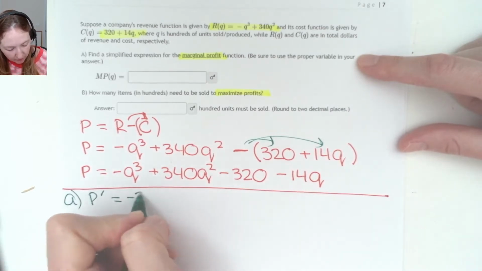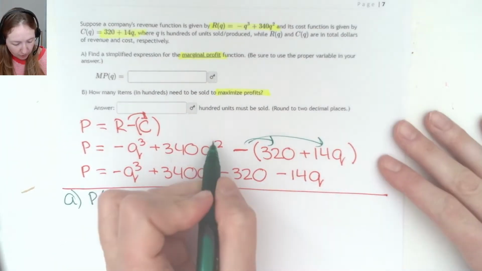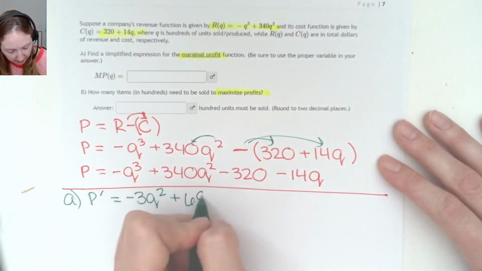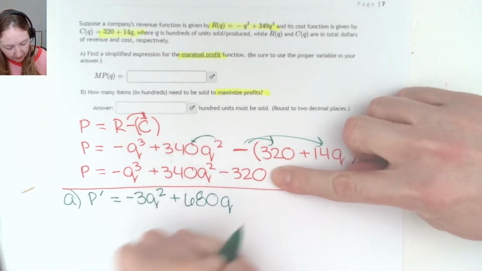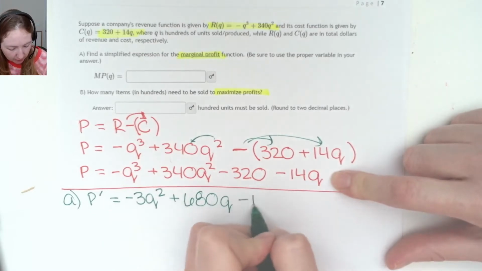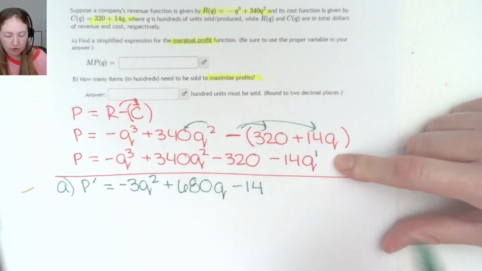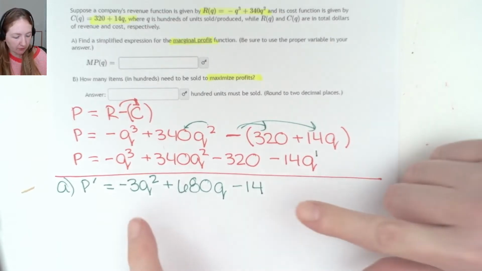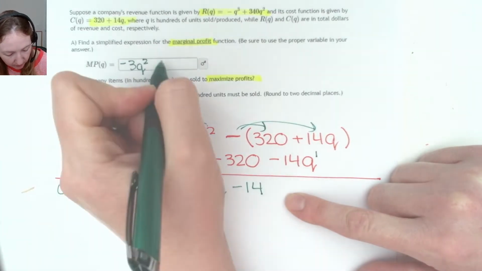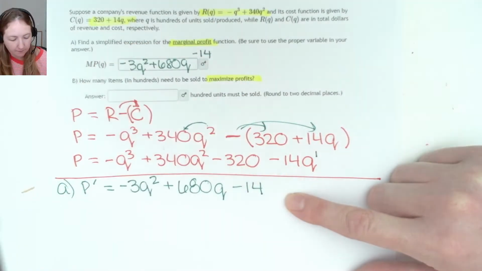So we'll take our derivative, get negative 3q squared, and the 2 times 340 will give us a 680q. The negative 320 is a standalone constant, so it goes to 0, and then the negative 14q just goes to negative 14, because it's a linear term, so it goes to the coefficient. So this would be our answer for marginal profit: negative 3q squared plus 680q minus 14.